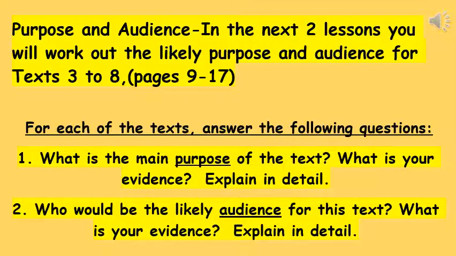In the next 2 lessons, you will work out the likely purpose and audience for a number of texts numbered 3 to 8. You'll find those on the remaining pages in booklet 1. Now for each of the texts, you'll answer the questions that we've been looking at already. First of all, the one to do with purpose. What is the main purpose of the text?